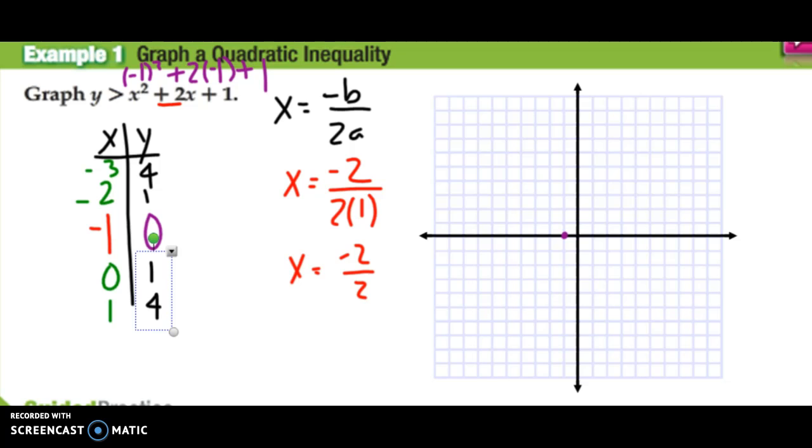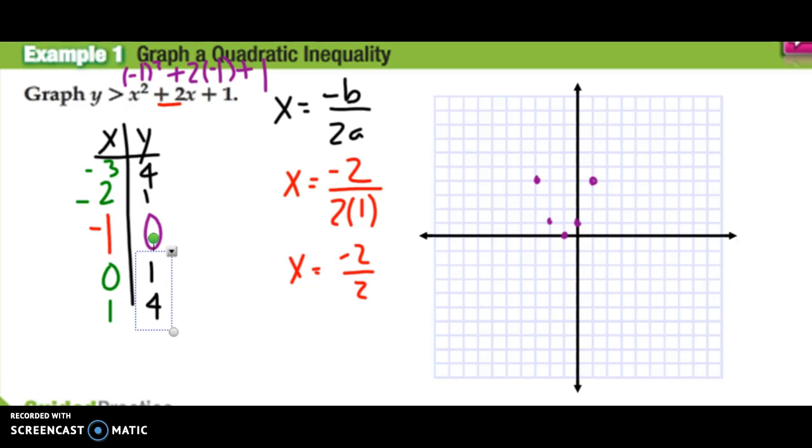So what I'm going to do is plot those points. So negative 3, 4 is right here. Okay, negative 2, 1 is right here. 0, 1 is here. And then 1, 4 is going to be right here. Again, axis of symmetry, mirrors on the left, mirrors on the right.